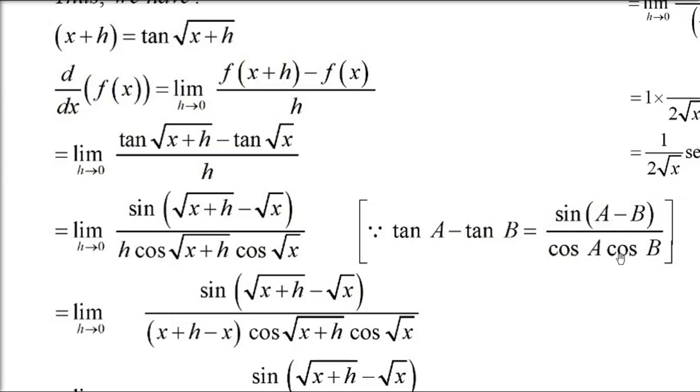Of course, we have already seen that if you write tan √(x+h) as sin √(x+h) by cos √(x+h), and tan √x as sin √x by cos √x, after cross multiplication it will be sin a cos b minus cos a sin b. So it will be sin(a − b) only. That is what you see here in the formula. So you can just write sin(a − b), that is sin(√(x+h) − √x), divided by cos a cos b, which is cos √(x+h) and cos √x. This is the direct way.